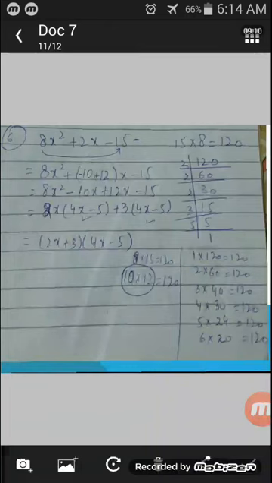8x square minus 10x plus 12x minus 15. 2x will be common from the first two terms and 3 will be common from the third and fourth terms. Then you will get the answer 2x plus 3 into 4x minus 5. Students, you must remember that 4x minus 5 will remain the same in both terms. Otherwise the solution will not be correct.